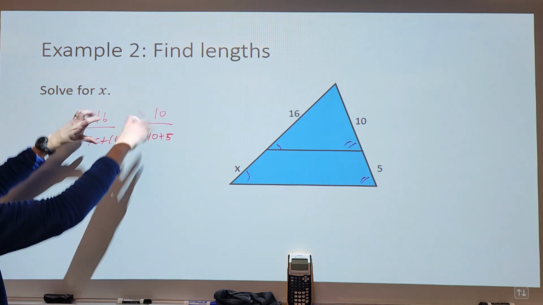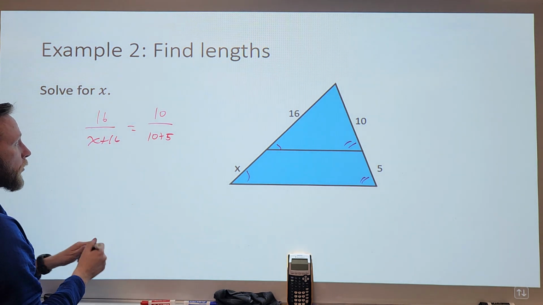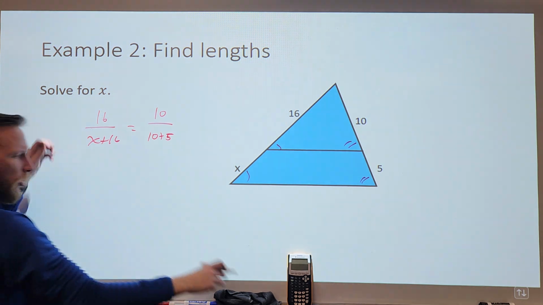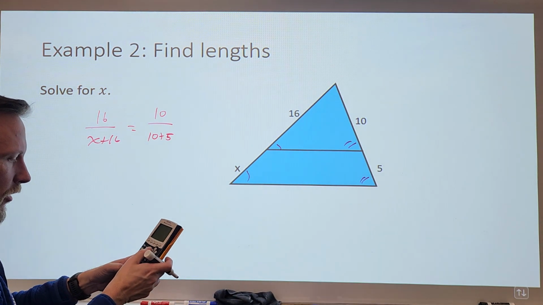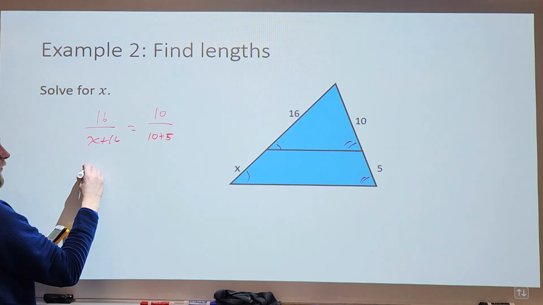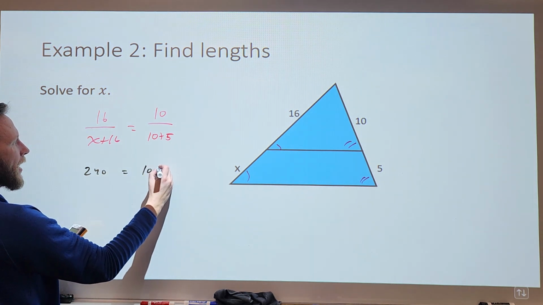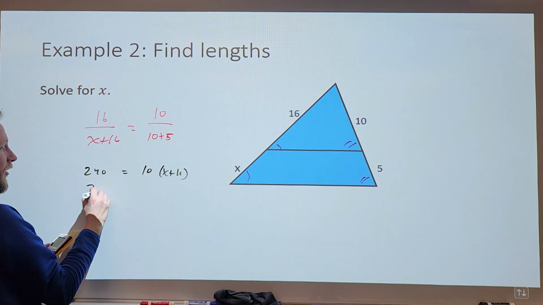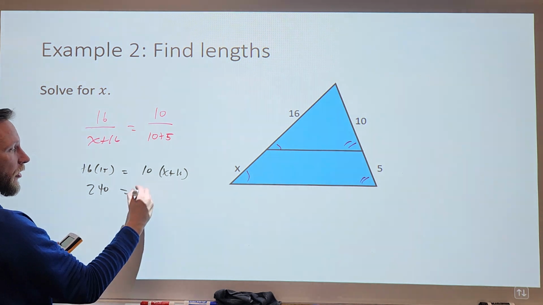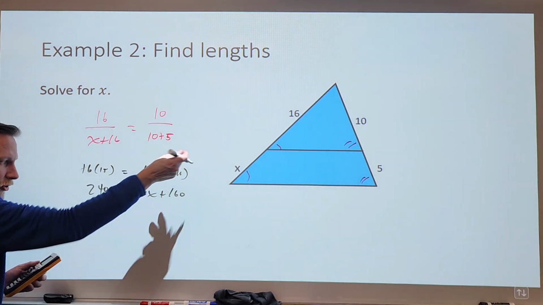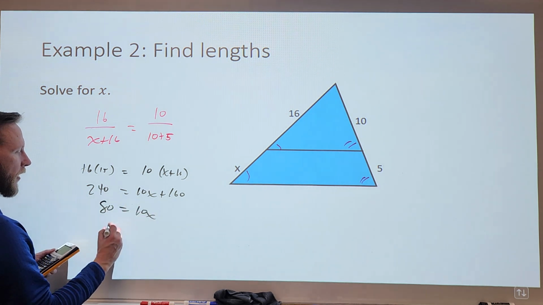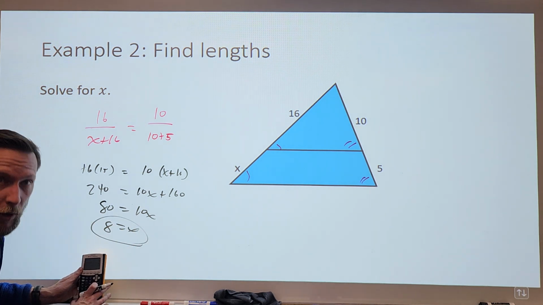But in order to solve these proportions, we're going to have to do some cross multiplying, all right? So this is 10 plus 5 is 15. 16 times 15 is going to be 240. Let me make sure I do that right. So 15 times 16 is 240. Okay, so 16 times 10 plus 5 is 240. And then 10 times x plus 16, let me write this as 16 times 15, 240. Here, we're going to have 10x and 160, distribution. We're going to have to subtract 160 and then divide by 10. That is one way that we could do this.